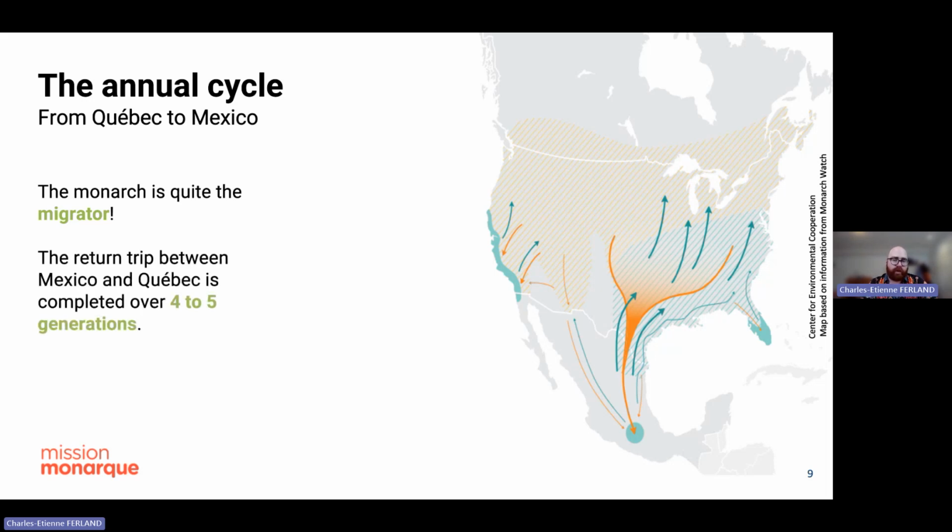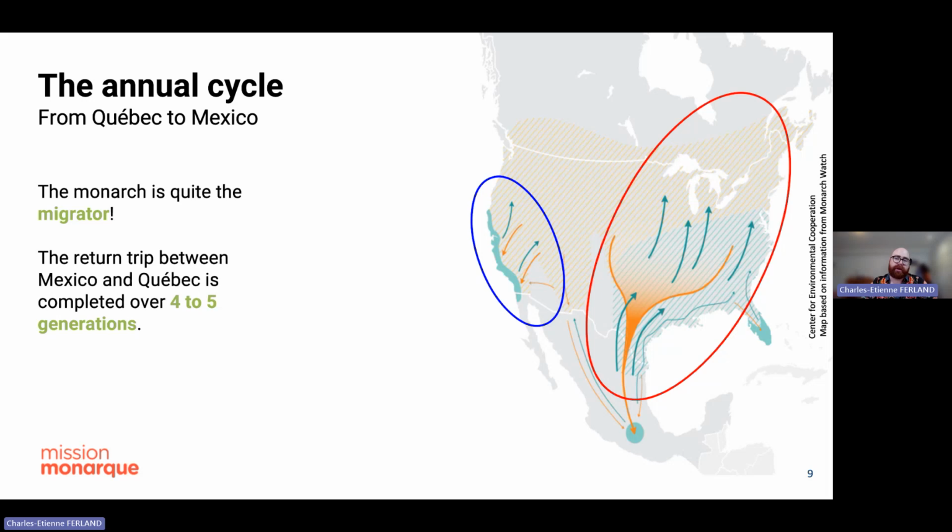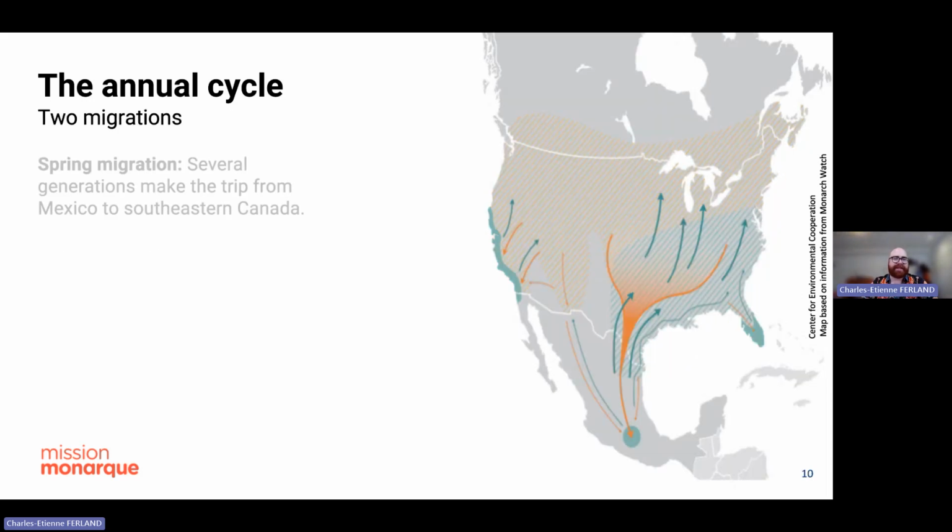So the monarch will spend the winter in Mexico and come back in northeastern North America to spend the summer. And the return trip between Mexico and Quebec is completed over 4 to 5 generations. Oh yeah, I wanted to point out that we make the distinction between the Eastern North American population and the Western North American population. I'll be focusing on the northeastern monarch population in my presentation.